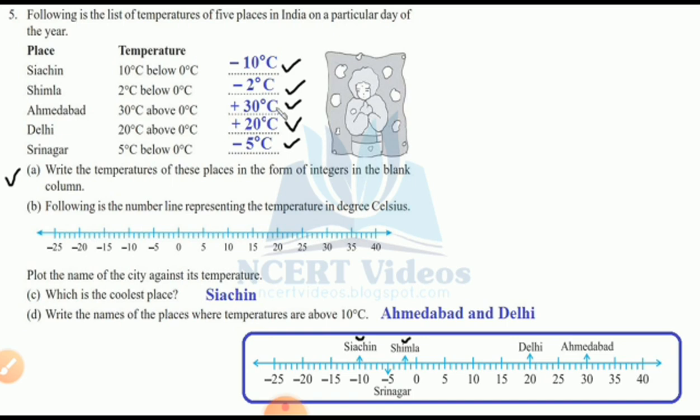Anyone has doubt regarding this one? No. Correct. Regarding now Ahmedabad 30 degree plus, put the arrow and write the name of the city. Same way 20 degree centigrade, Delhi. Okay. Last one is Srinagar. So whenever you are writing, use the tick mark so you will not lose any single marks. And you will not forget it.